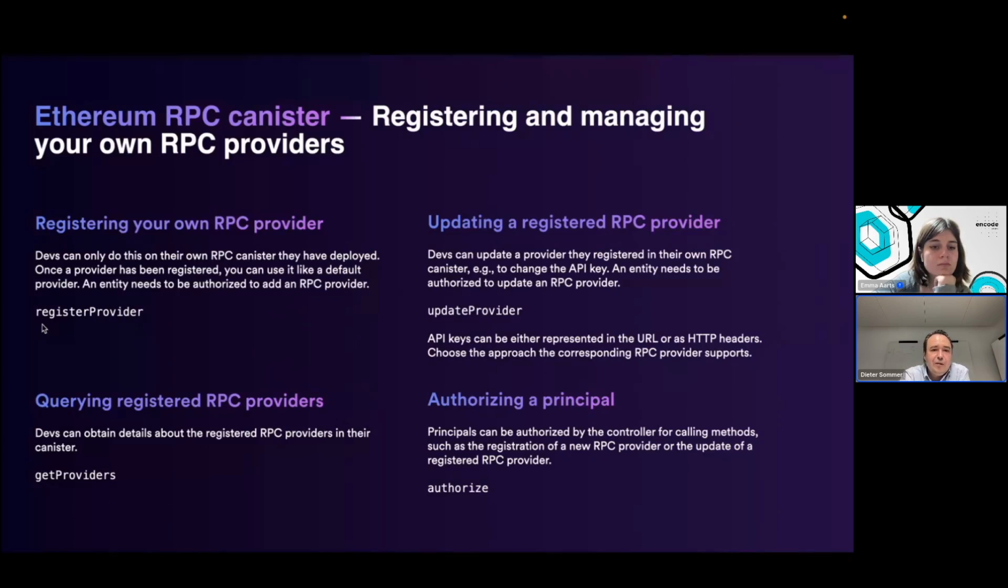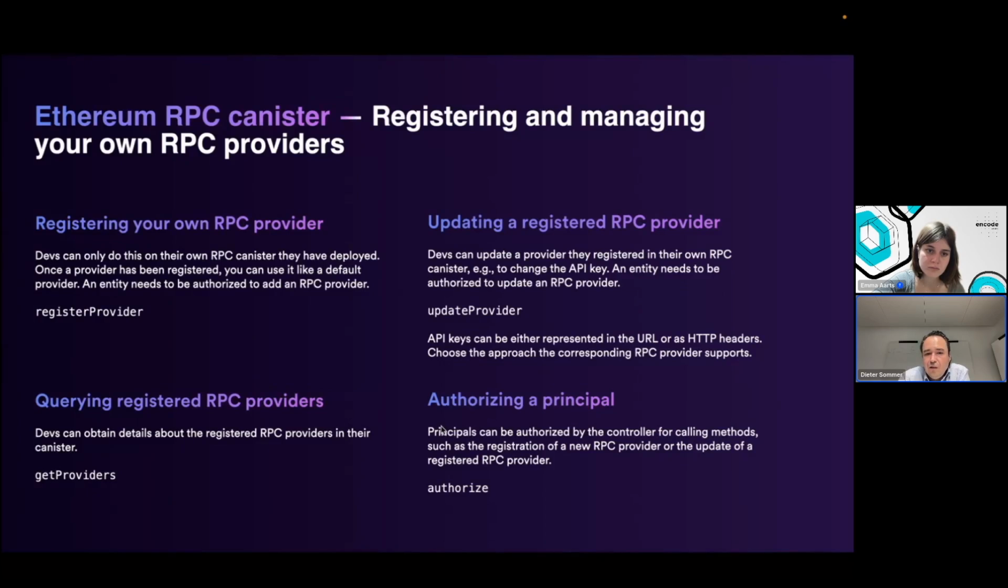And once you have registered a provider, for example, you can register Infura or whatever else you want, then you have it available as one of the pre-registered providers. You can also query registered providers to get the provider ID. Then this ID you can use to update the registered provider, for example, to change the API key if you rotate the key. And yeah, in order to call those functions, you need to authorize a principal to do so. And this authorization is done by the controller.